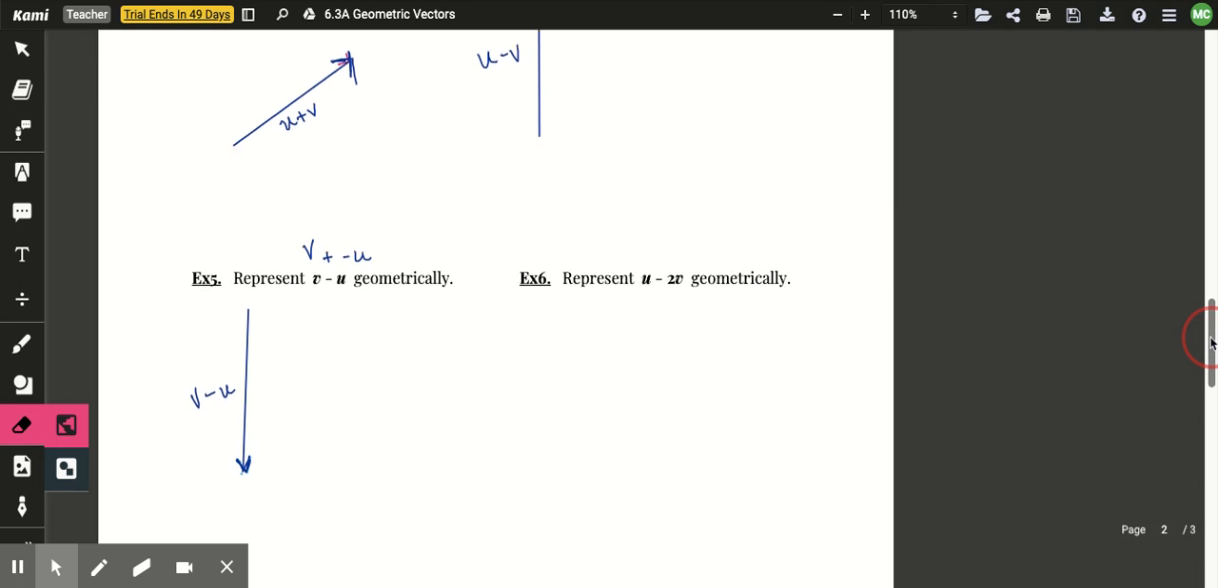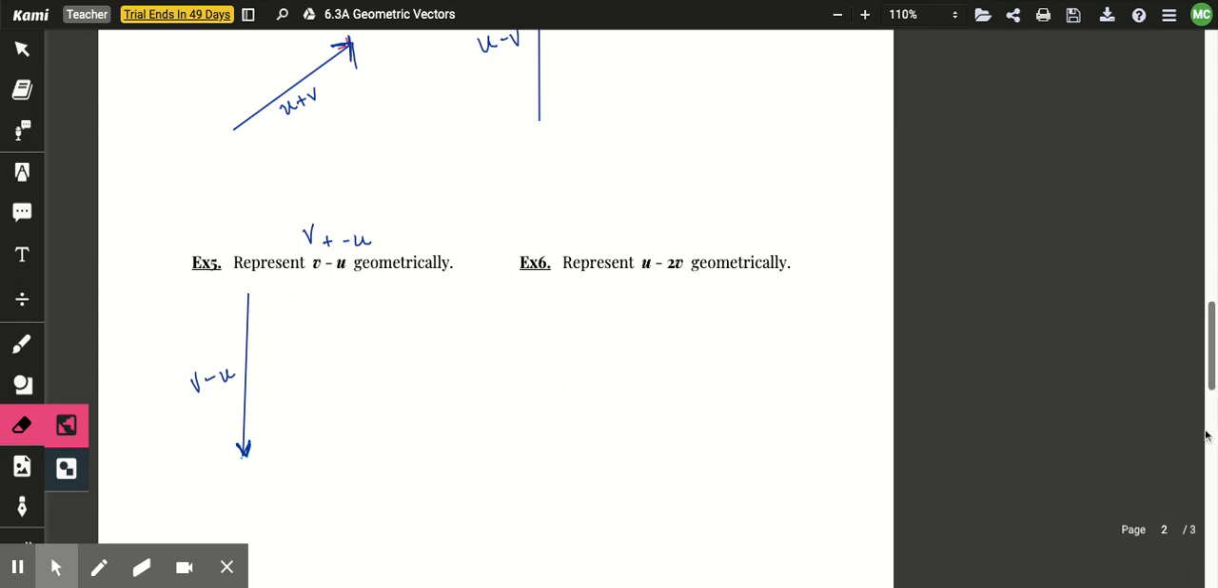Okay, we've got one more example here. We've got U minus 2V. So once again, I have to deal with subtraction. So I'm going to rewrite it as U plus the opposite of 2V. And this time we actually have an extra thing in there also. We've got what's called a scalar multiple. This 2 that's in front of the V means that we're going to essentially draw that vector V twice, which will make it the same direction, but twice as long.